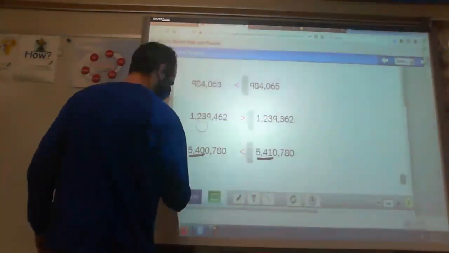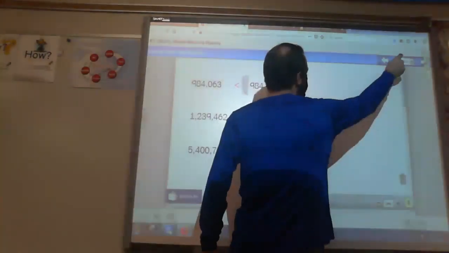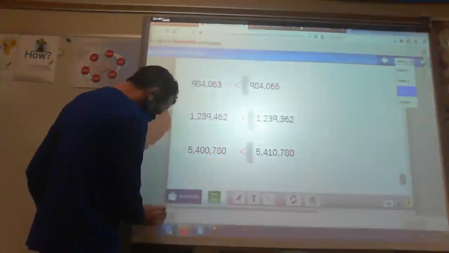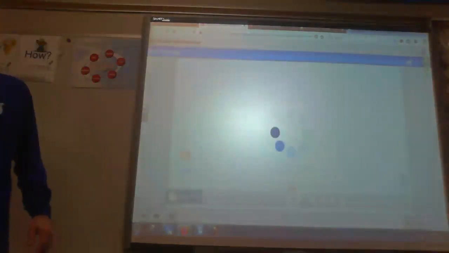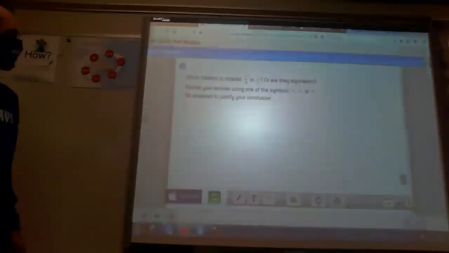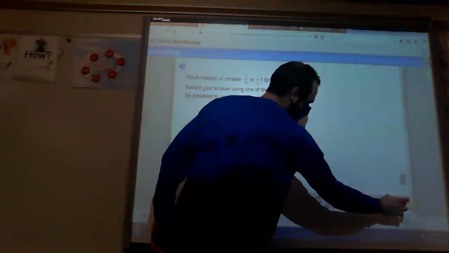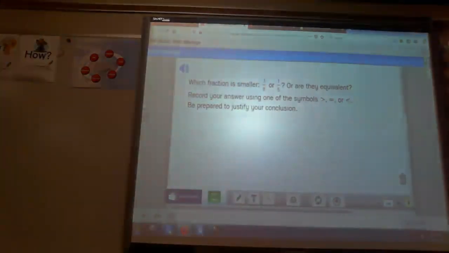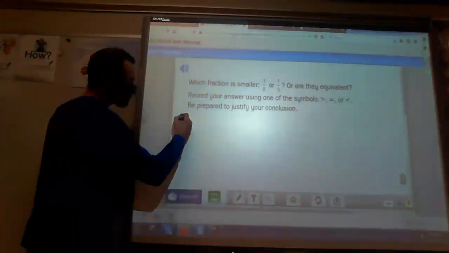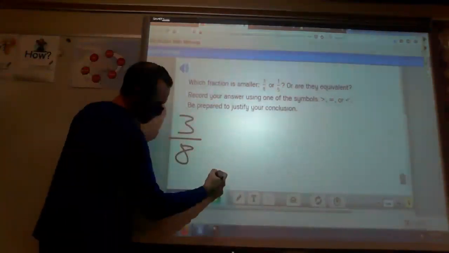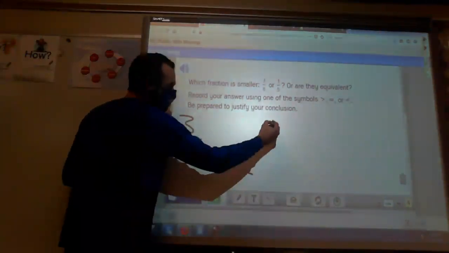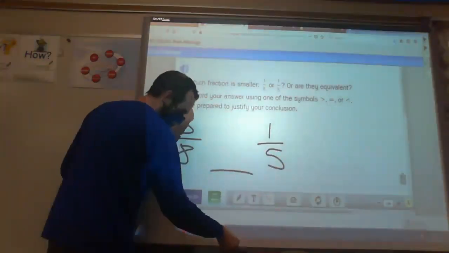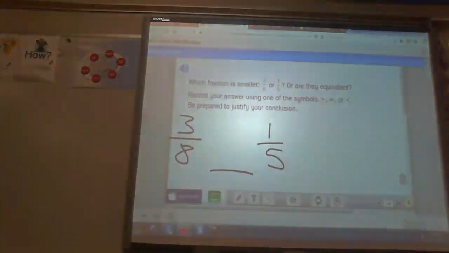Okay, this is what we worked on yesterday. So if you weren't here, it may be difficult, but you got to try and remember about common denominators and things like that. It says which fraction is smaller, 3/8 or 1/5, or are they equivalent? Record your answer by using one of the symbols. So basically you're doing this. And then this will be a greater than, less than, or equal. Figure it out. We worked on it yesterday.